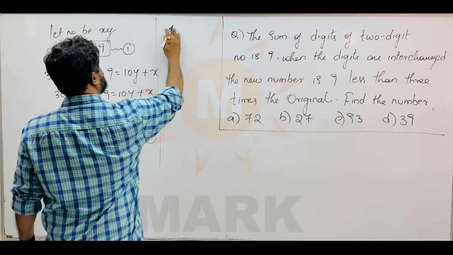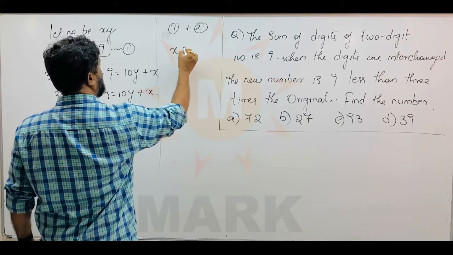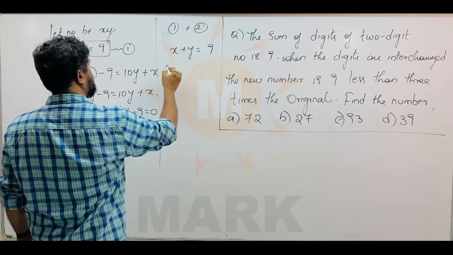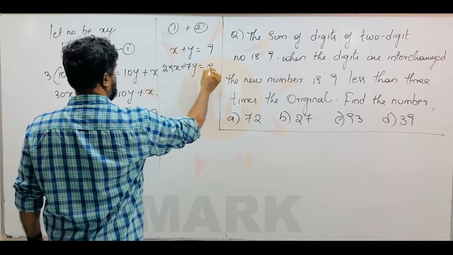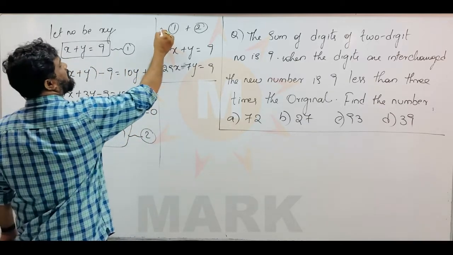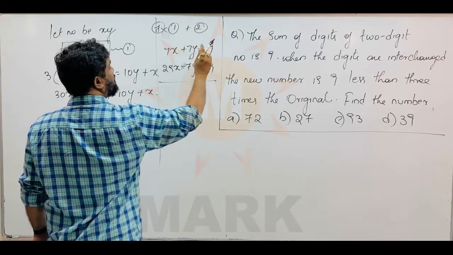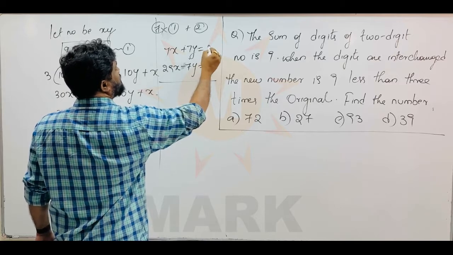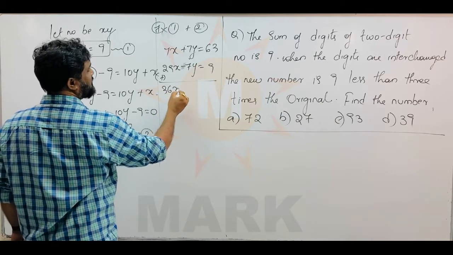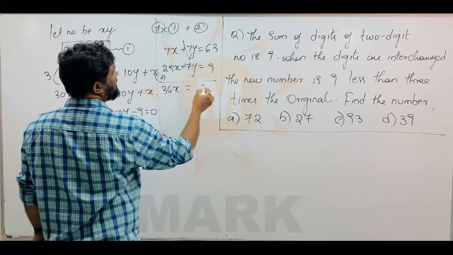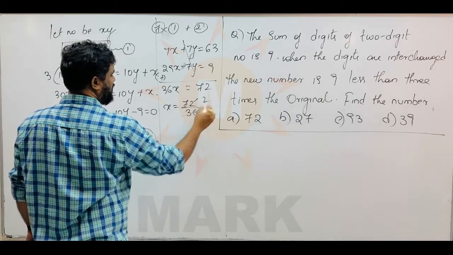So I am doing 1 plus 2. x plus y is equal to 9, and the second one is 29x minus 7y is equal to 9. So I am multiplying the first equation with 7. So it becomes 7x plus 7y is equal to 7 times 9, how much? 63. So I am adding it up. 29 plus 7 becomes 36x, so the y terms get cancelled, is equal to 63 plus 9 is equal to 72. So x is equal to 72 by 36, so x is equal to 2.